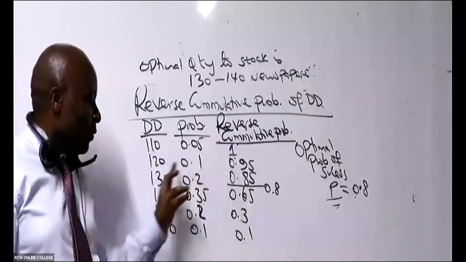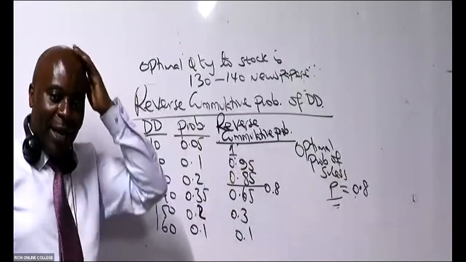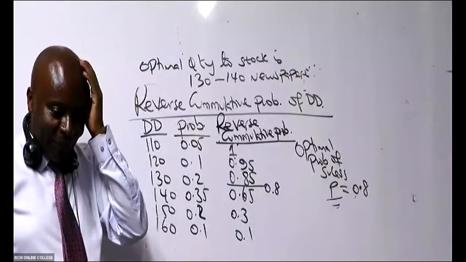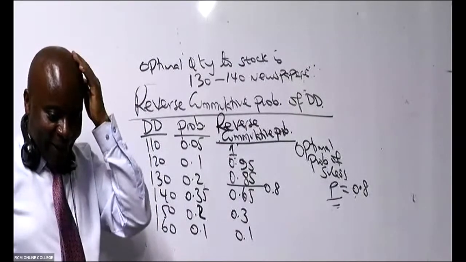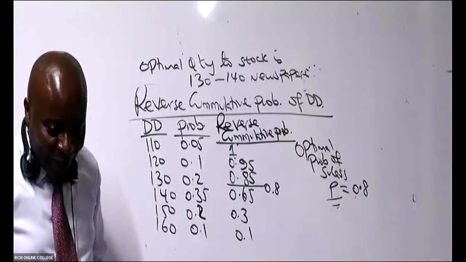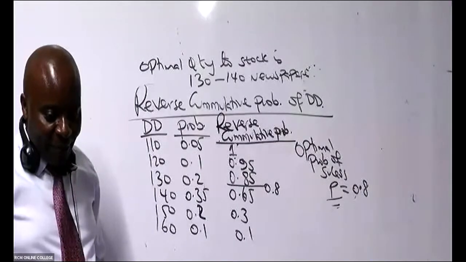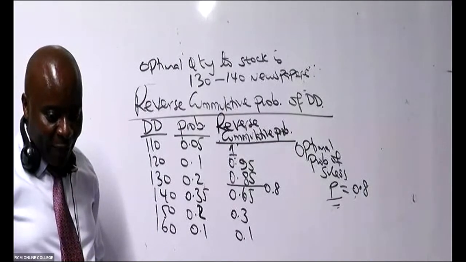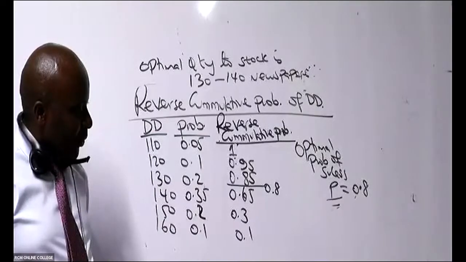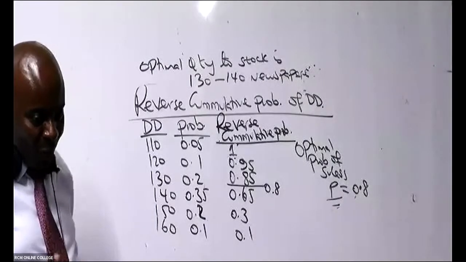Well, let me take 0.85 times 130 plus 0.65 times 140. How about this 0.8? It shall be hanging. 130 plus 140 minus 130, 0.8 minus 0.65, 0.85 minus 0.65. You have to be very careful.